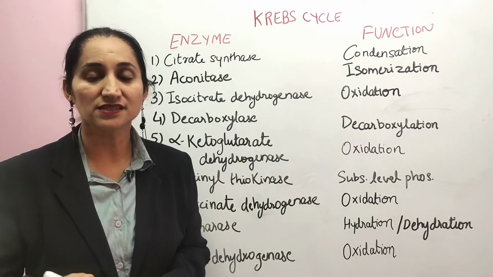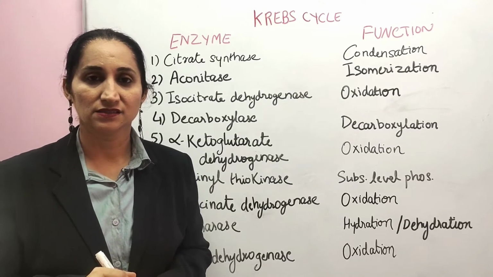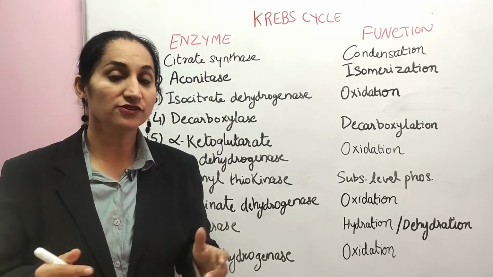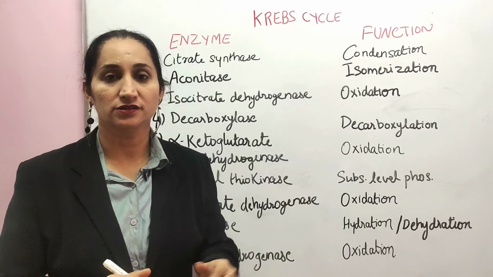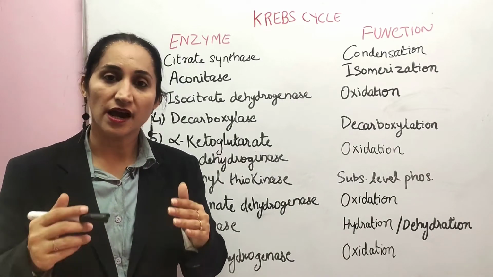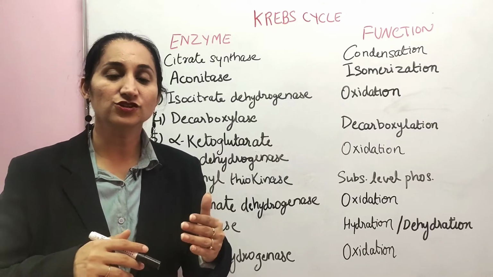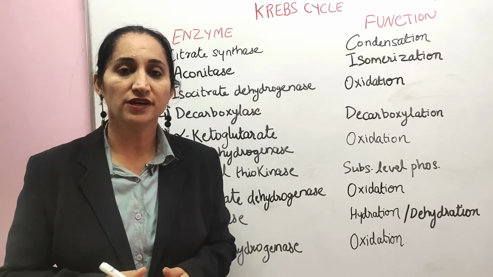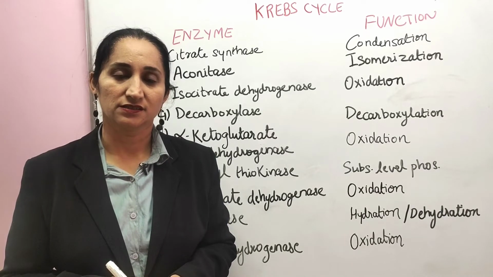And then in the next step, fumaric acid gets converted into malic acid with the help of the enzyme fumarase. What is the function of fumarase enzyme? Fumarase enzyme helps in hydration. Fumaric acid was hydrated to form malic acid. Fumarase actually catalyzes a reversible reaction.